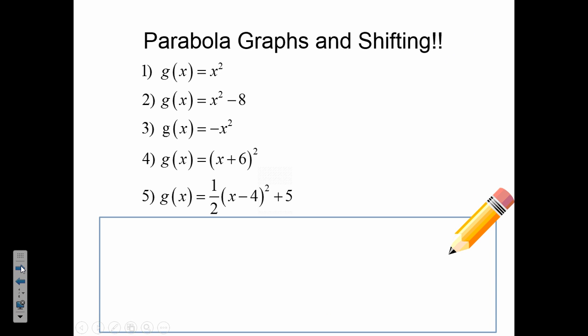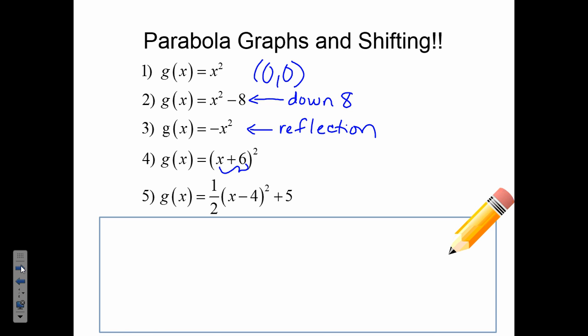Now let's remember back to our shifting that we've done before with parabolas. Remember, the parent parabola was located with vertex at 0, 0. And then if I subtracted 8 at the end, this moved it down 8. If I put a negative in front, that was a reflection or a flip. Inside the original function, or inside the square, this moved it left or right. So this was a left 6, and then we did multiple things to it, like this one where we went right 4, up 5. So the same sort of shifting rules apply again to square root functions.